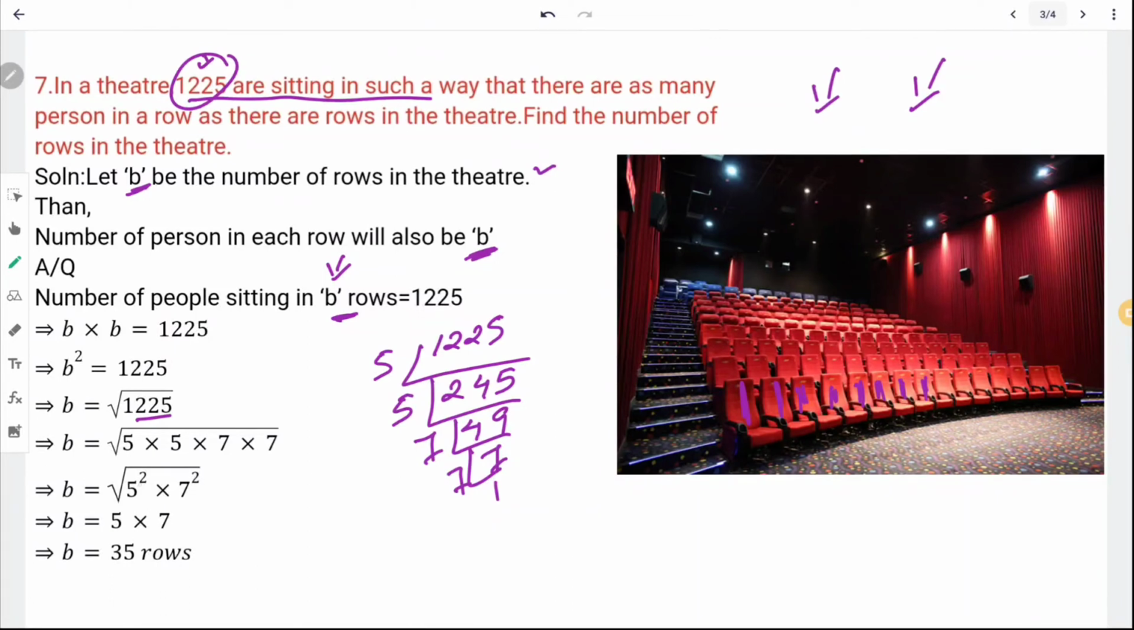We can already see they're in pairs, so I can write it simply as 5 square and 7 square. From here the square root gets cancelled with the square, and we're going to have 5 into 7. So the number of rows is 35 rows.